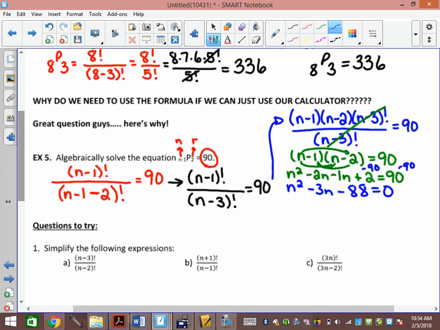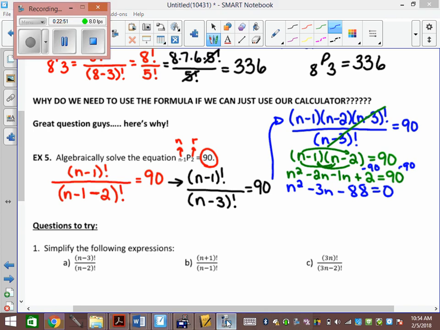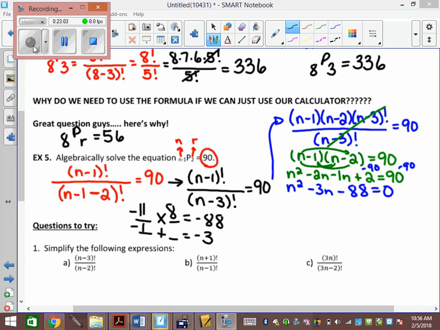You try and factor it, see if your factoring can come back to your head. Negative 88. What times what equals negative 88? What plus what equals negative 3? Negative 11, positive 8. Because there's a 1 in front, I don't have to do decomp. So I get n minus 11, n plus 8.